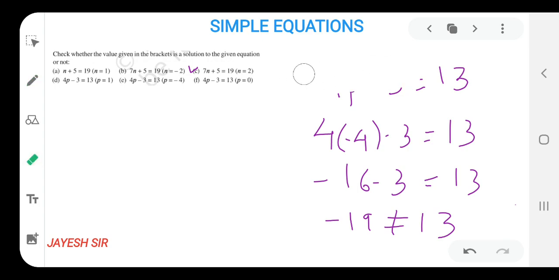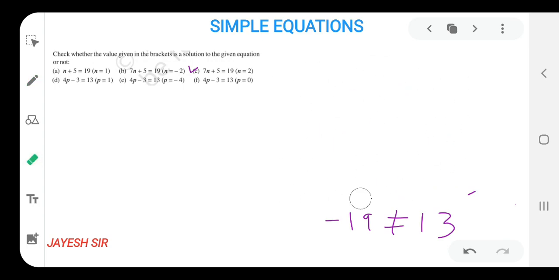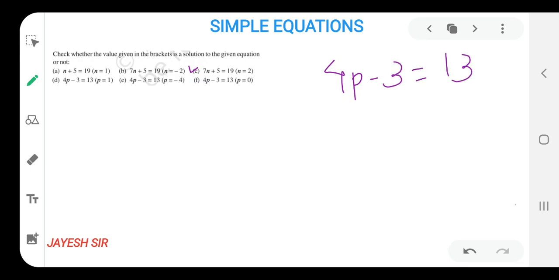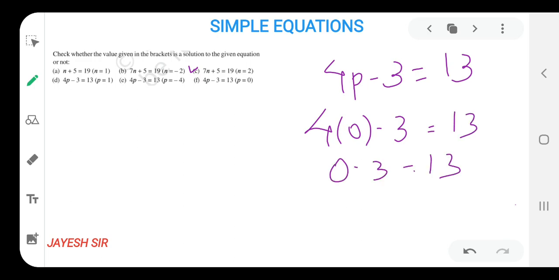So let us begin with the last sum of this type, the sixth sum. If you are capable of solving it on your own, pause the video and try to solve it, friends. I am solving it here for you. You have to put the value of p as 0. So I am putting the value of p as 0: 4 into 0 is 0, minus 3 equals 13. So minus 3 is not equal to 13. So the value of p equal to 0 does not satisfy and form the equation. I hope you all are getting it, friends.